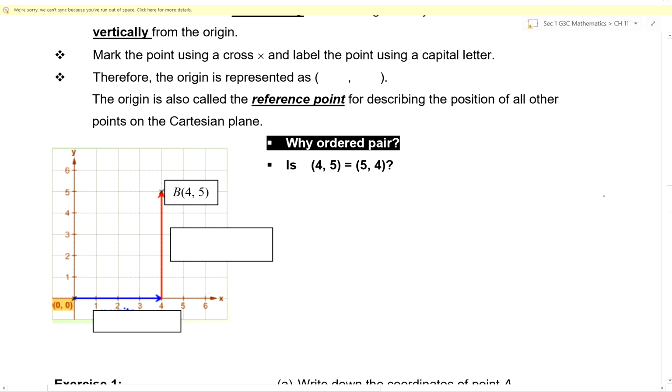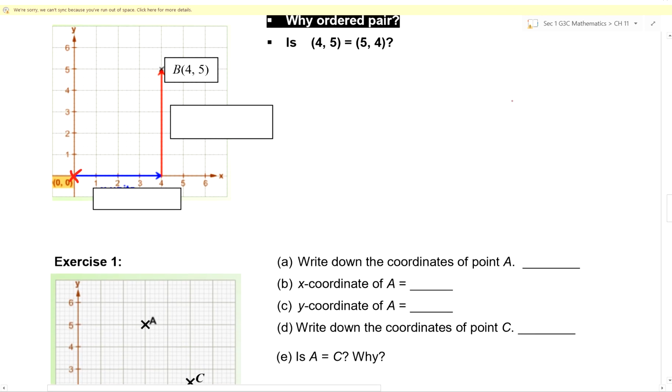So if we were to use this definition, the origin, where it is over here, is represented by 0 units to the right and 0 units upwards from the origin. The origin also has a name called the reference point for describing the position of all other points on the Cartesian plane. So I'll use an example, point B over here.